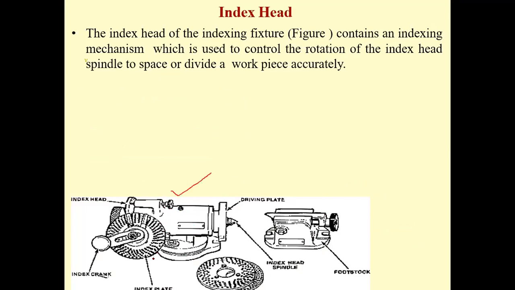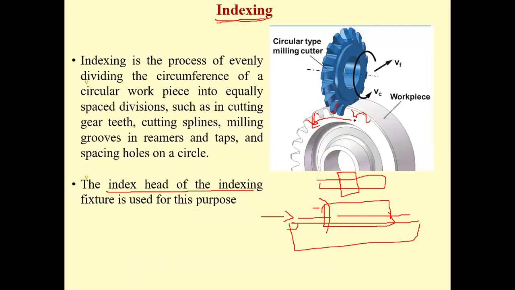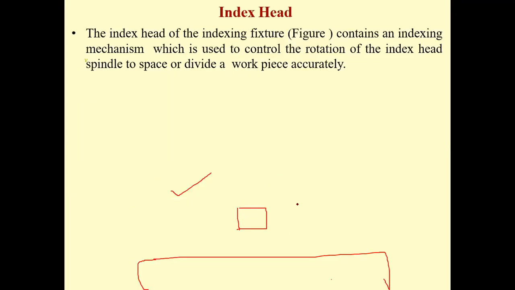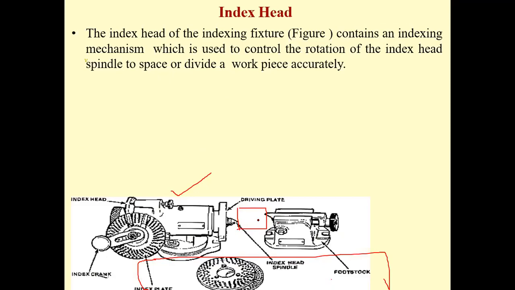Assume this is a table, and on this table we are keeping the index head. On one side is the index head and on the other side we provide a tool post, or rather a foot stock. In between these two you are holding your workpiece, like the gearbox gear you have seen in the previous slide. Here you have a work arbor, and on it you have a cutter. This is nothing but your farm tool.